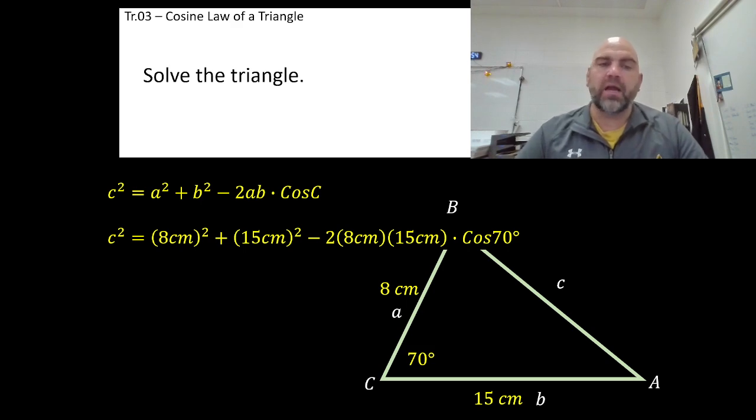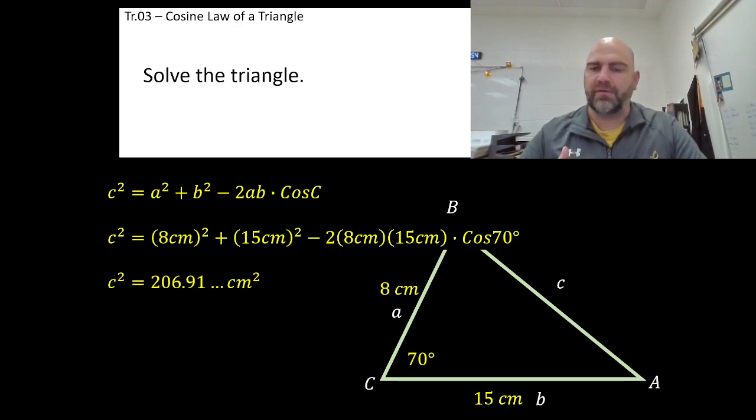All right, so I'm going to type it all in, punch it all together, hit equals, and we're going to get that c squared is equal to 206.91 centimeters squared. Ew, that's an area, not a length. Yeah, that's right. We need to find the length. You'll notice that we have sides of 8 and 15, so side C has got to be somewhere in that neighborhood.